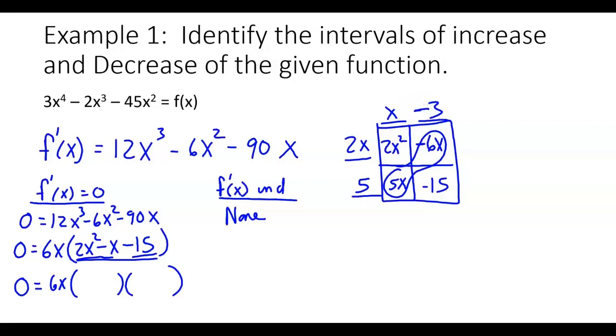And so you could double check it here: 2x times x makes 2x squared, 2x times negative 3 makes negative 6x, 5 times x makes 5x, and 5 times negative 3 makes negative 15. And then the crowning moment comes whenever those two terms add up to make the middle. So that means this polynomial factors into 2x plus 5 and x minus 3.